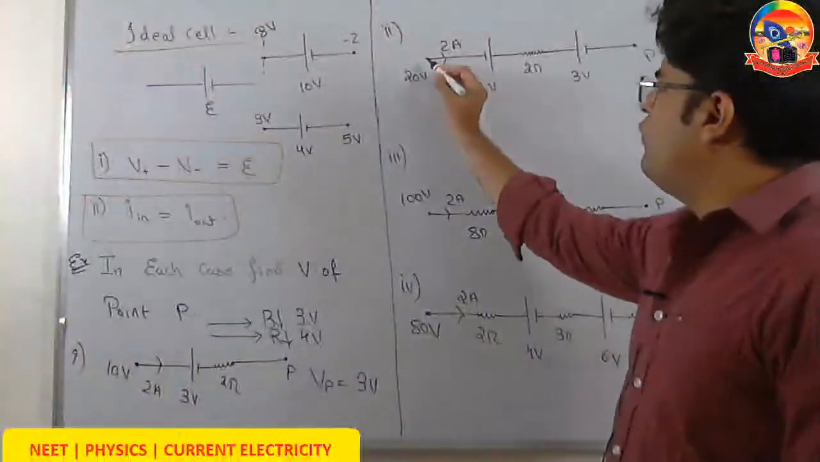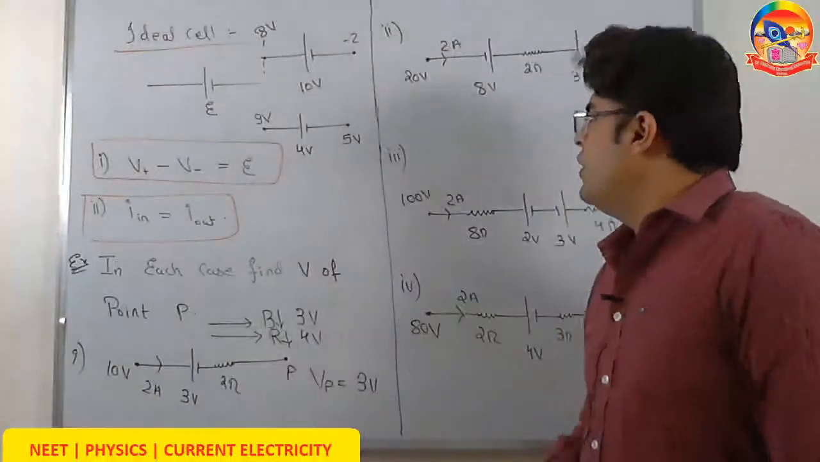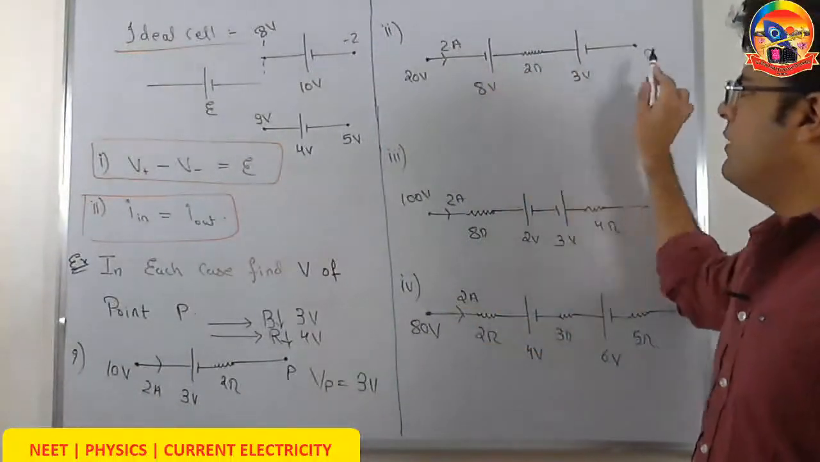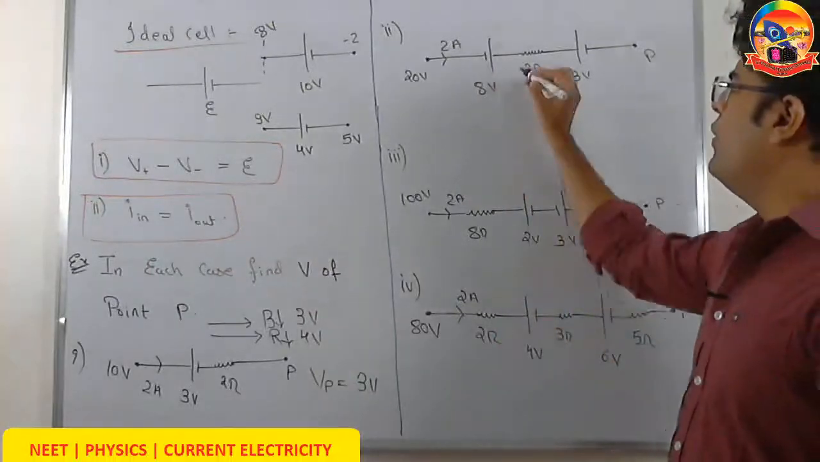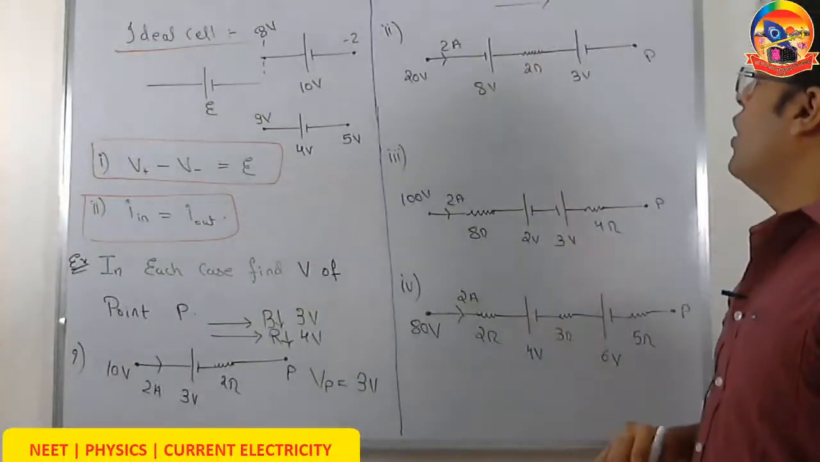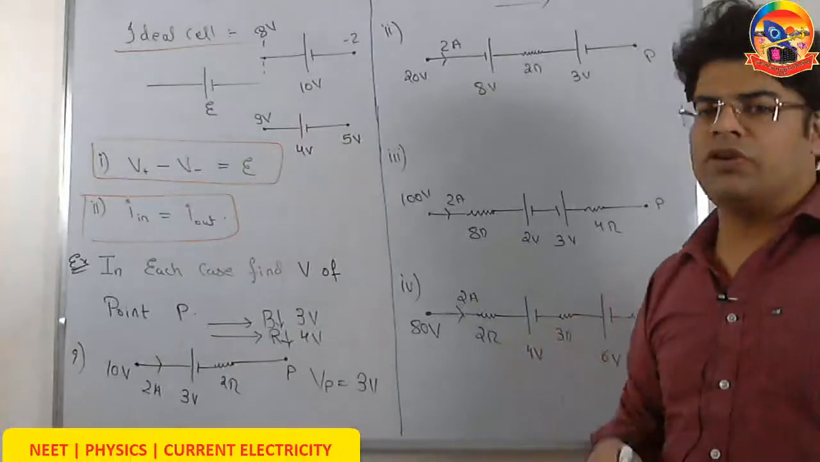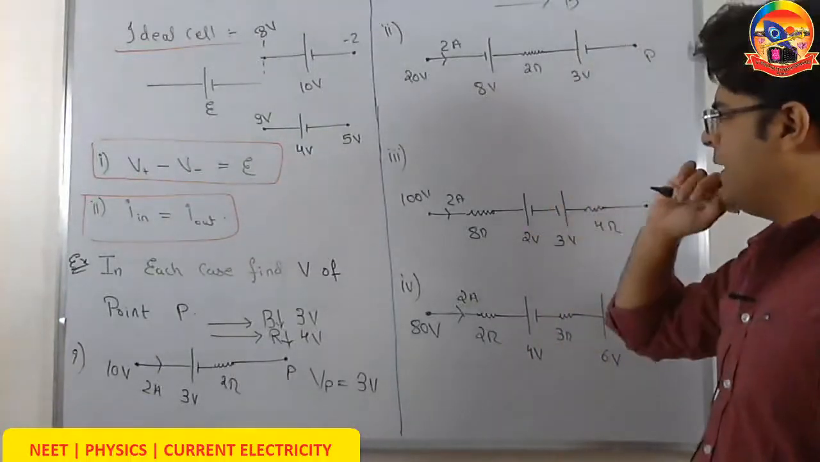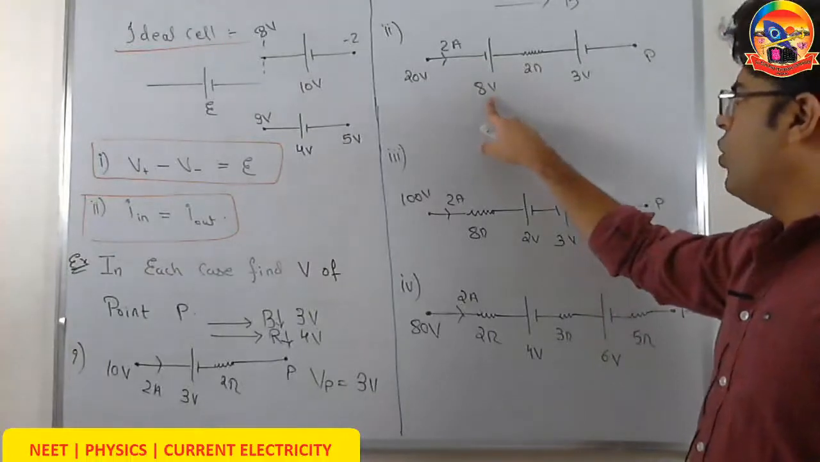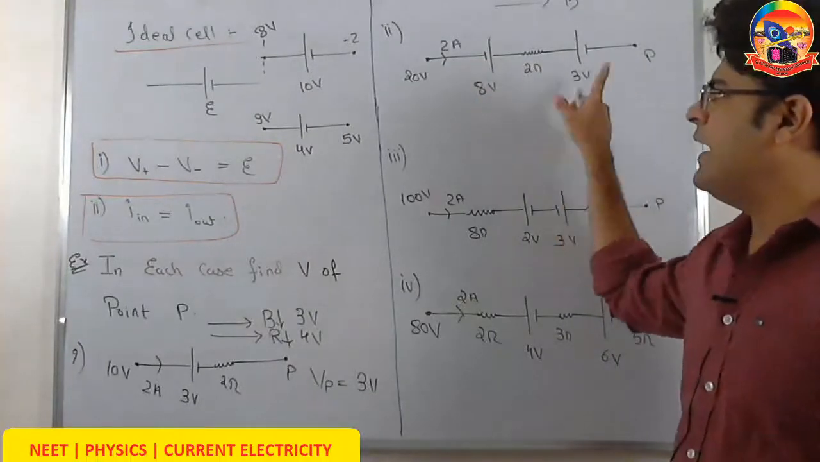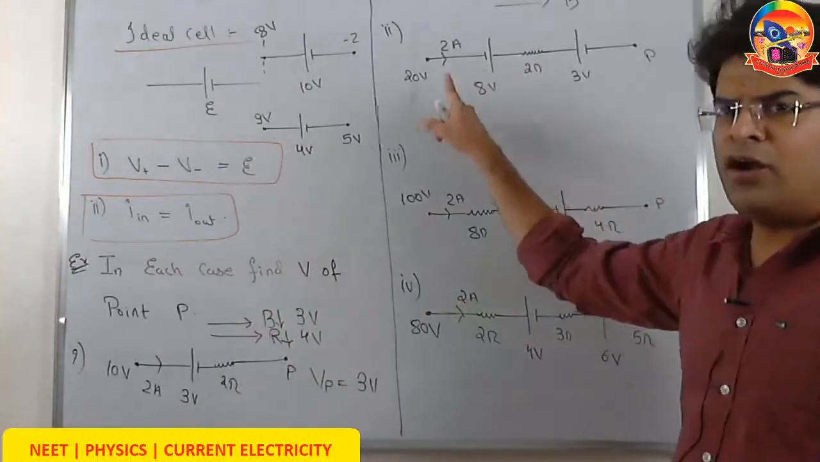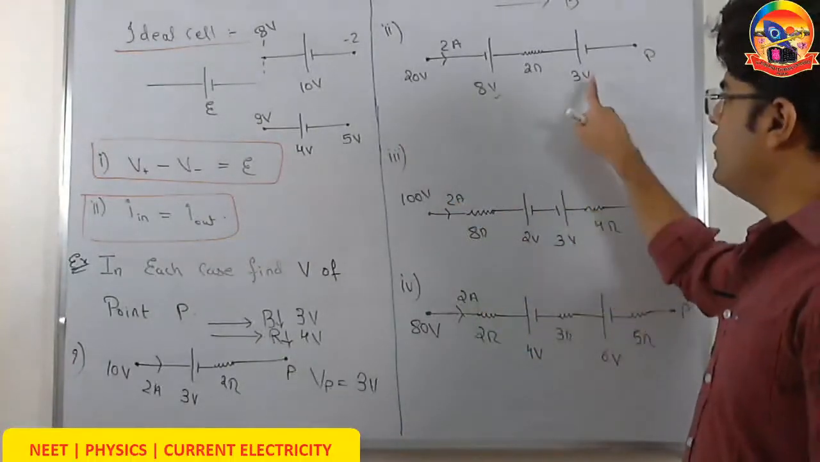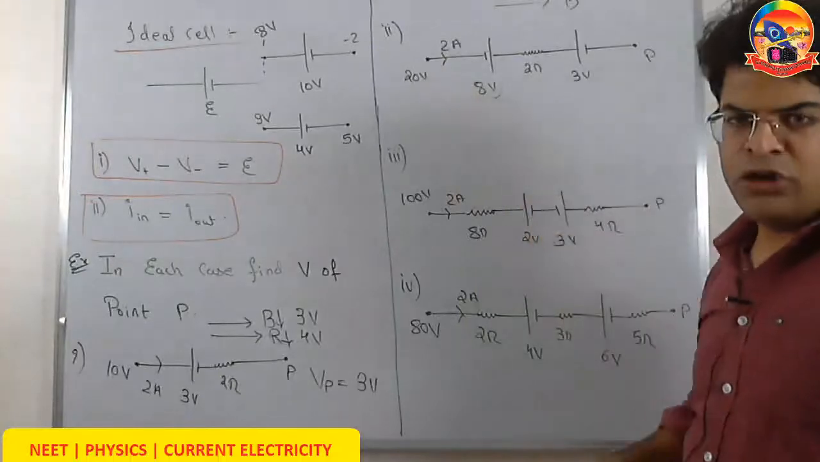The potential of the left-hand side is given as 20 volt. Here we have two batteries and one resistor. The current is from left to right, 2 ampere. Going from left to right, tell me how much the battery tries to decrease or increase the potential. Because of the cell, does this 8 volt want the potential of the right-hand side to be higher, or the left-hand side to be higher? This 8 volt wants the potential of P to be higher. This 3 volt wants the potential of the left-hand side to be higher.